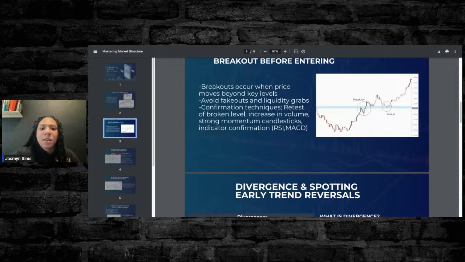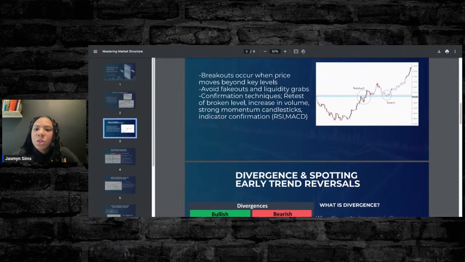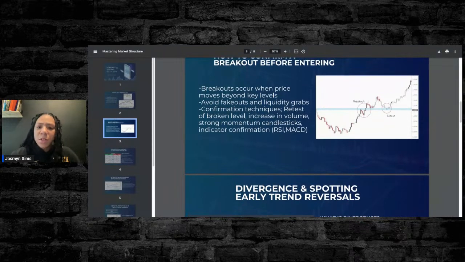And then the last confirmation would be indicator confirmation. So just the RSI and the MACD. So we'll talk about those in the next session. But those are just ways you can read when something is being overbought, oversold, or volume in the market.